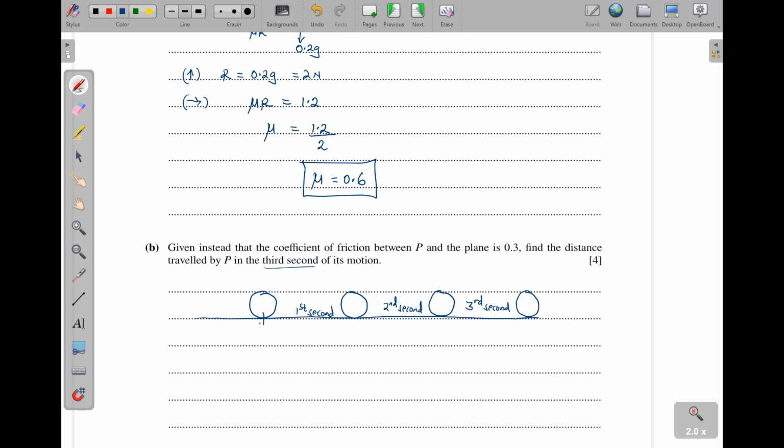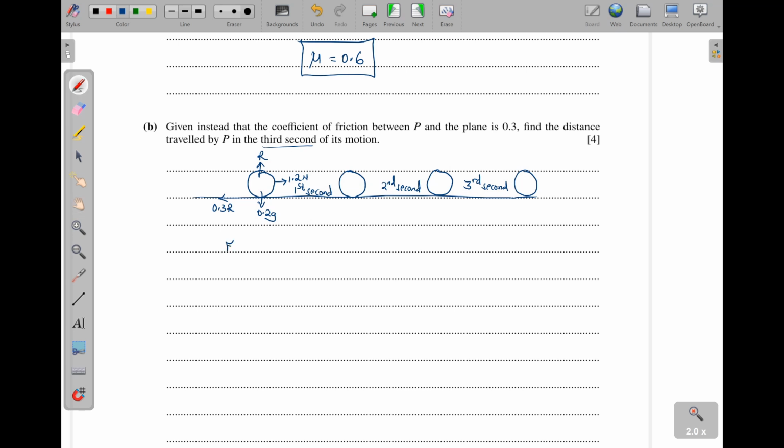Of course, we know that this is 0.2 g. Then there is our R here. Then there is this force 1.2 newtons. And then there is mu R, so 0.3 R, because mu has been changed. All right. Now, we are going to use forces. So F is equal to ma. So we need to find the acceleration. 1.2 minus mu R, 0.3, and our R is 0.2 times 10, which is equal to 2 newtons. So 1.2 minus 0.3 times 2, which is 0.6, is equal to the mass 0.2 times a. So the acceleration is 0.6, and if we divide by 0.2, acceleration is going to be 3 meters per second squared.